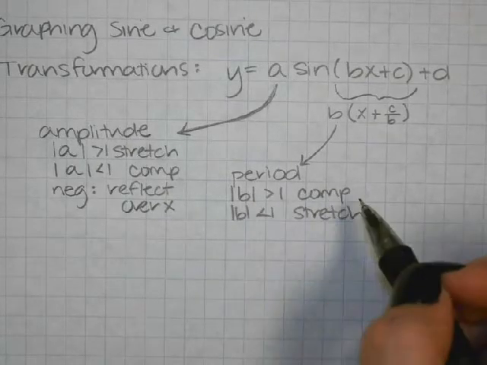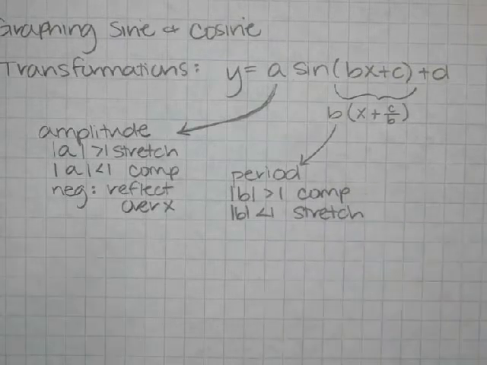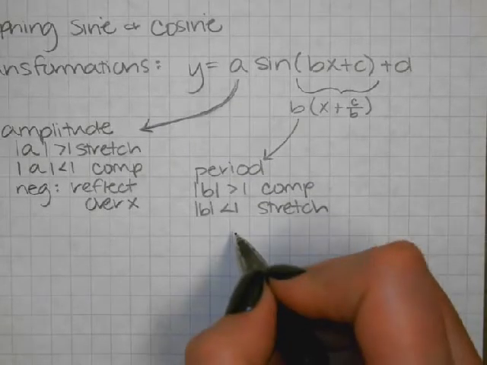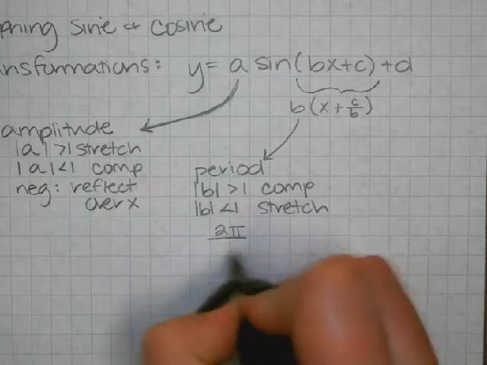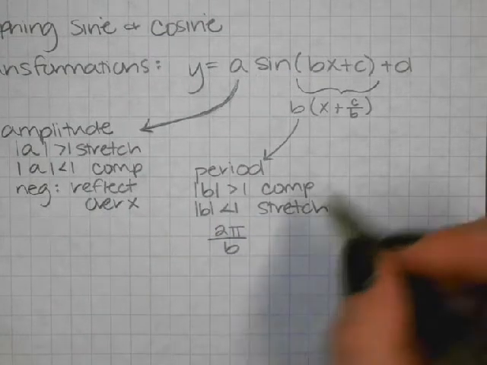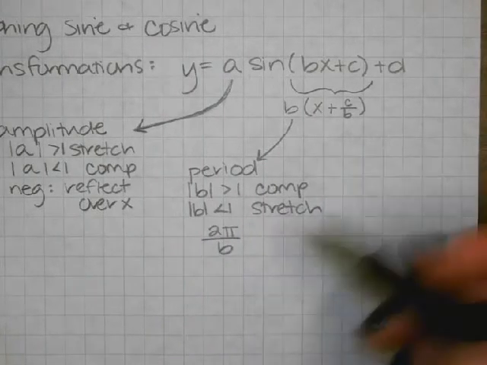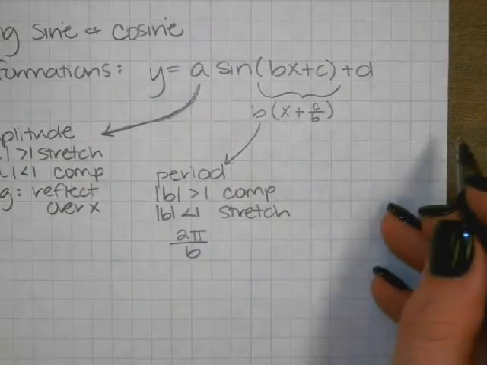Okay, so typically we're only going to have stretches and compressions, but instead of calling them horizontal stretches and compressions, we're going to say, oh, the period of the graph changed. Right? The way that you calculate the period of the graph is you take 2 pi and you divide it by the b value. Okay, so that's how you calculate that. You might circle that or highlight that or put a star next to it, because that's a formula that you're going to have to memorize. It's just a very simple formula.